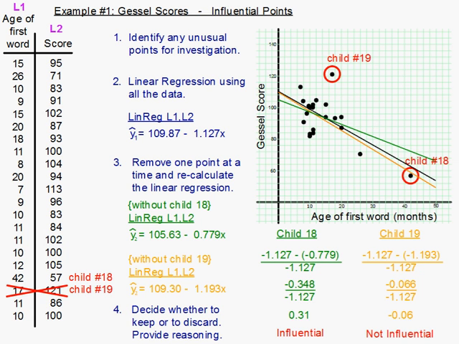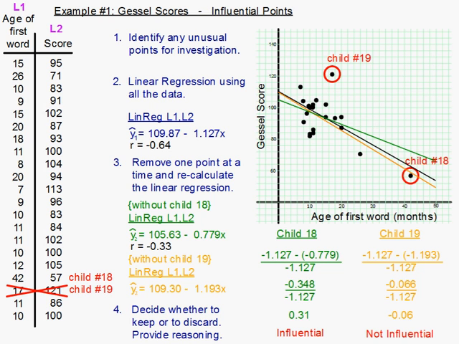Now, once we've determined that, we have a discussion. We have to decide whether to keep or discard, providing proper reasoning. One way of looking at this is to see what influence this has not only on the slope of the regression line, but on correlation and determination.